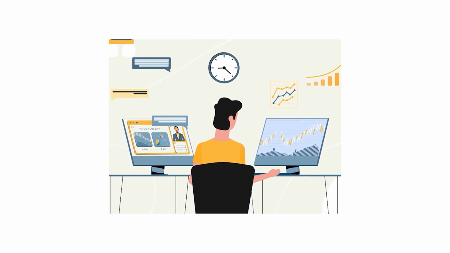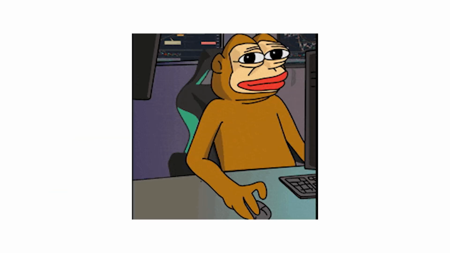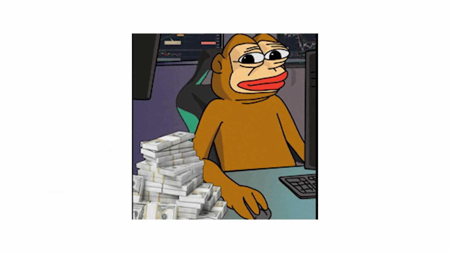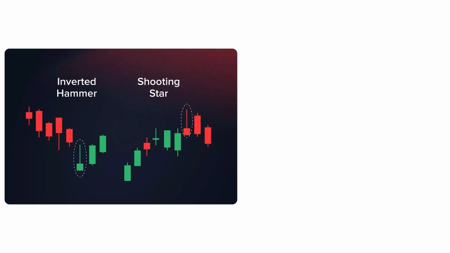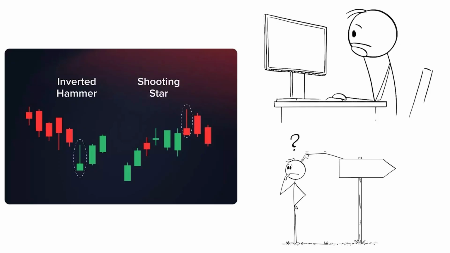Spend at least a month practicing. Draw support and resistance on charts. Draw trend lines. Watch how prices bounce off moving averages. Check volume on breakouts. Spot hammer and shooting star patterns. Practice using stop losses to protect your fake money. Do this until these strategies become automatic, until you can look at any chart and immediately see what's happening.